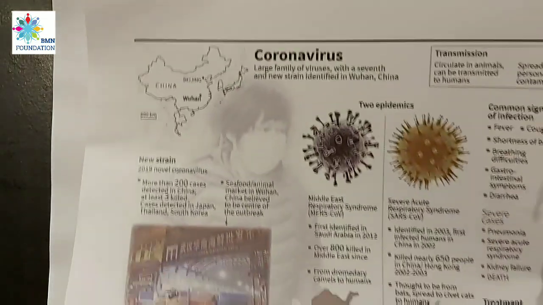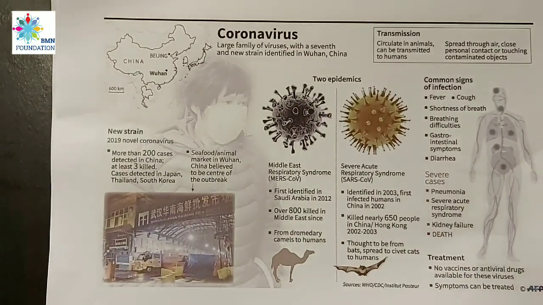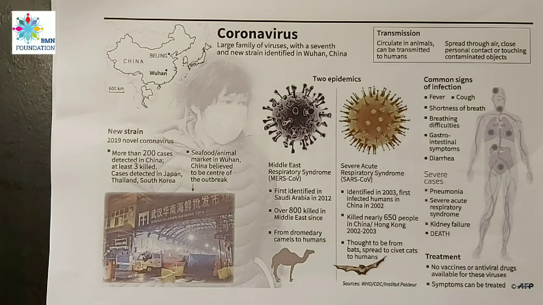Today we'll be talking about coronavirus and where it originated. It originated in Wuhan, China, and there's an outbreak now, and it's spreading all over the world.